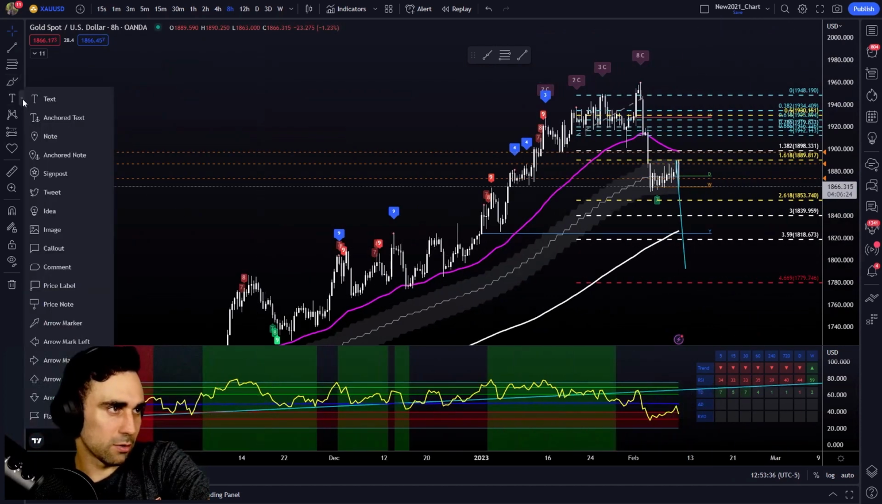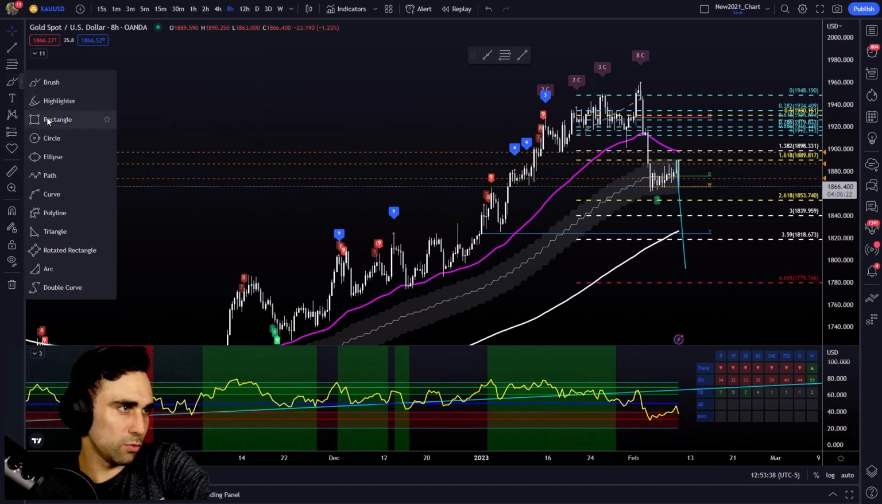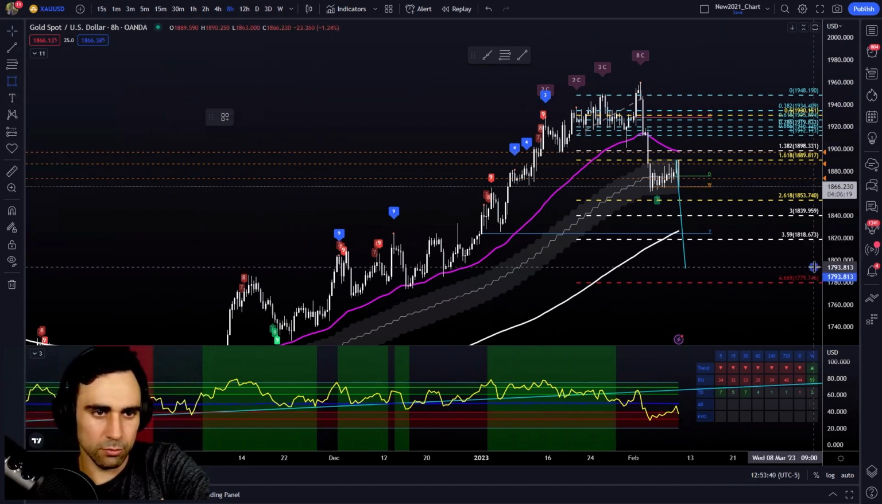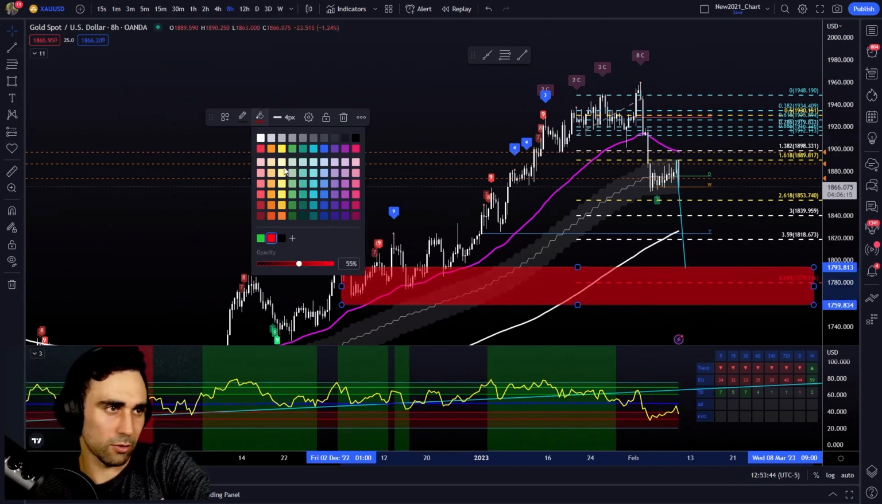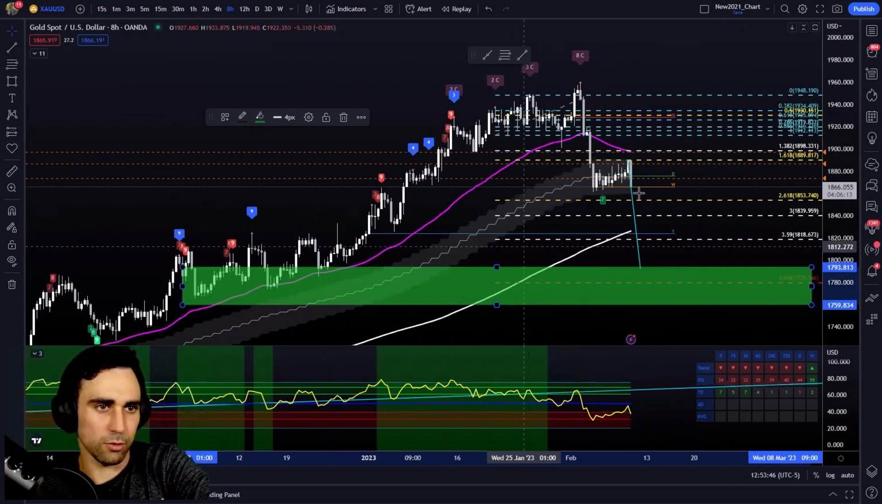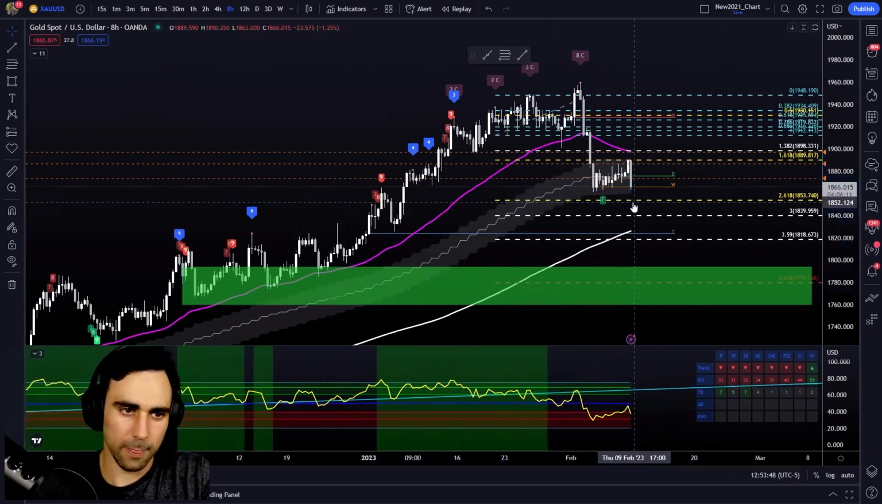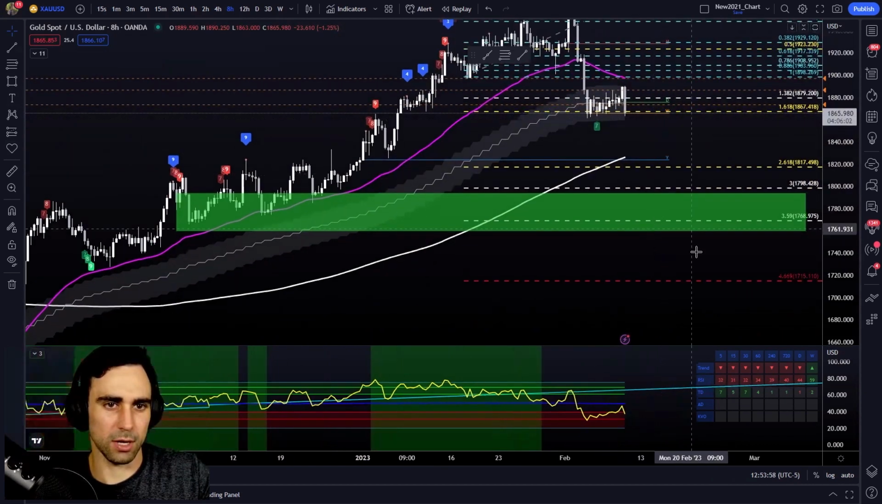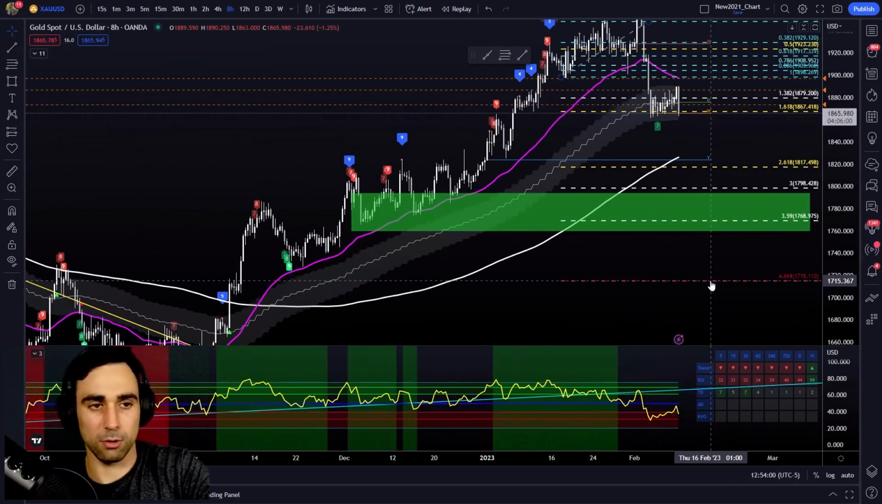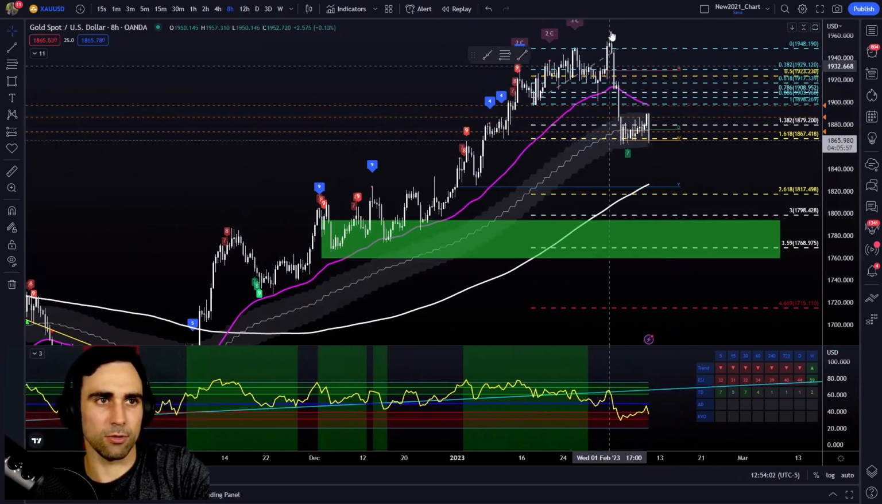So we're gonna make that. I'm gonna add a little rectangle. I'm gonna say this is like our buy zone down here. Change that to green. Accumulation zone for gold, potentially. If this is your full chaos level, by the way, then this is your 1.618, and we're actually going down here. So there is also potential for that.